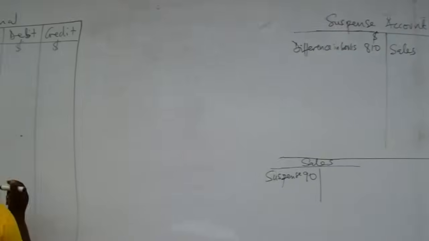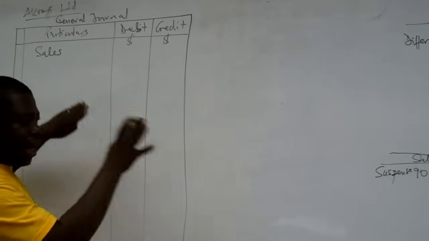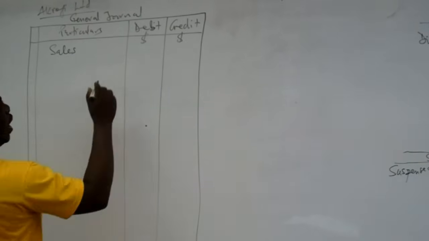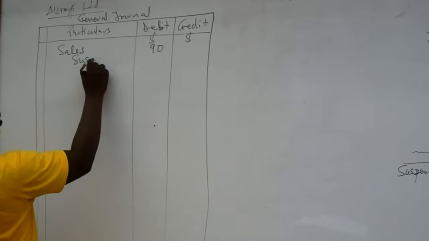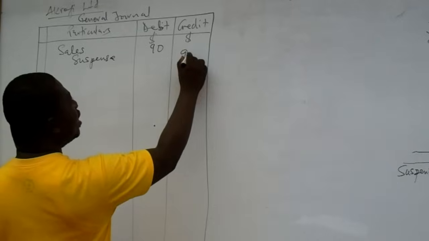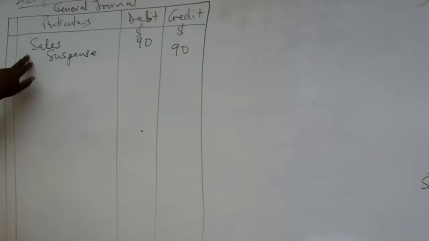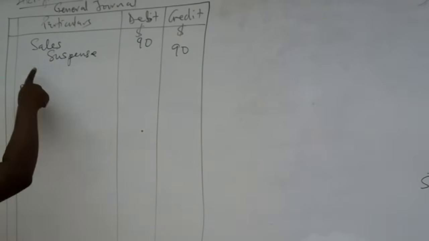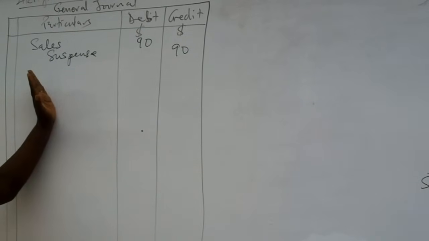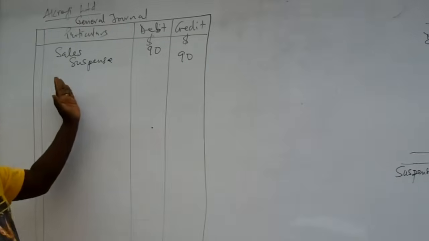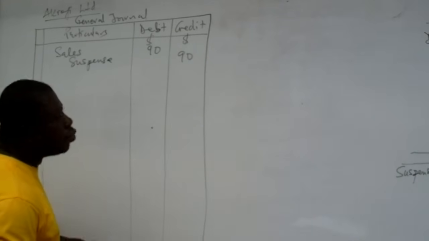So when we come to the journal, we are going to write sales first, because that is where we had the debit entry of the double entry we just did. So sales, 90. And then we will say suspense, which will also be 90 on the credit side, because that one was credited. Look at the way I wrote it. When I got to the second line, I did not write suspense exactly under sales. What I did was a slant. That is how we record in the general journal. The second entry must be slanted like that. So we put $90 on the debit for sales and $90 on the credit for suspense.